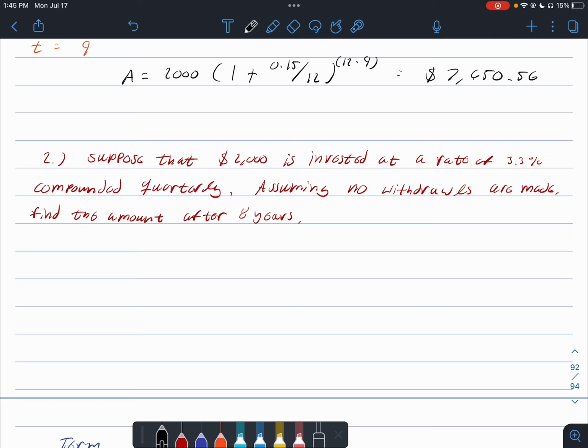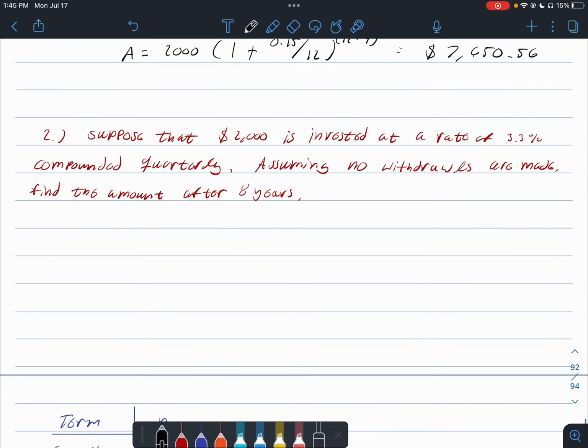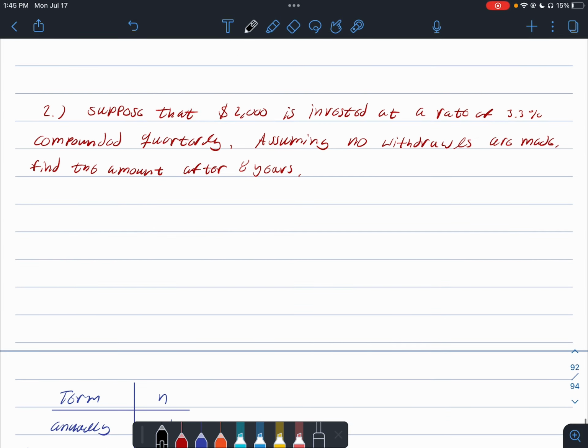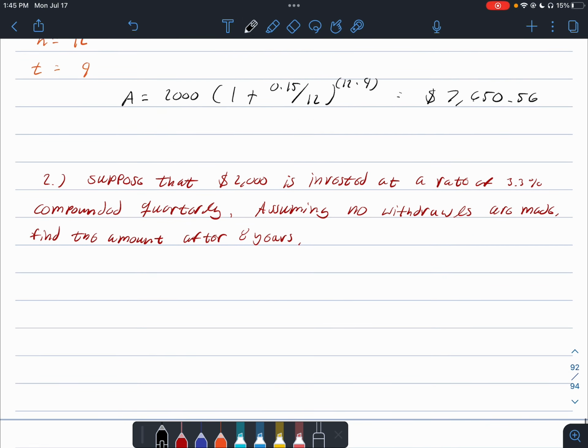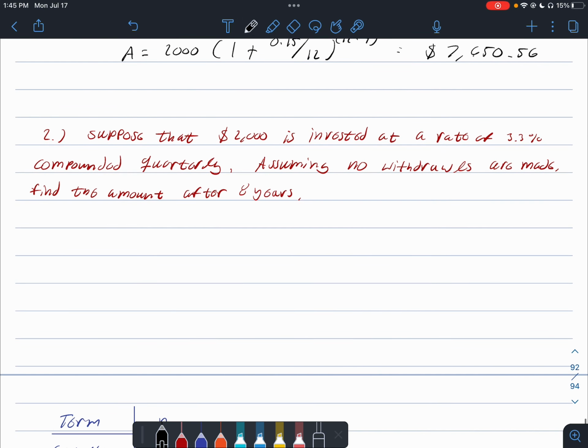All right, so let's end this on a happier note. Let's suppose that you want to invest $2,000 at a rate of 3.3% interest, compounded annually. Let's assume we don't take anything out, so no withdrawals are made, and we want to find the amount after 8 years. Let's find out what our P, R, and T are. We're trying to find A, which is the amount. So P, our principal deposit, is in this case $2,000.